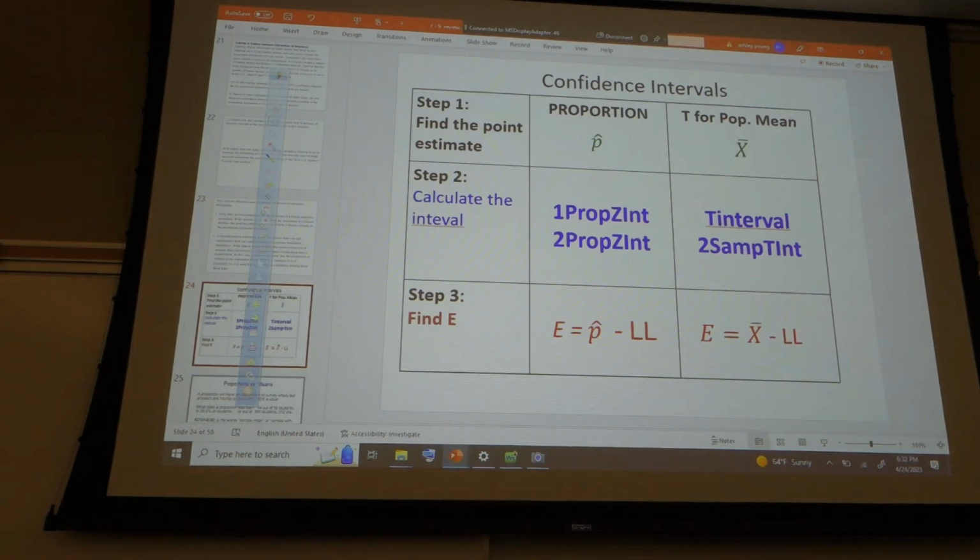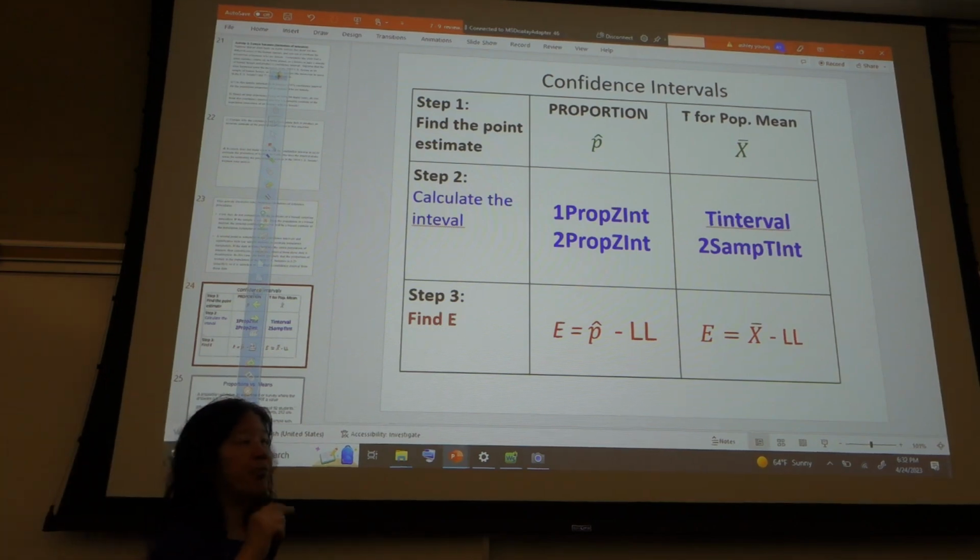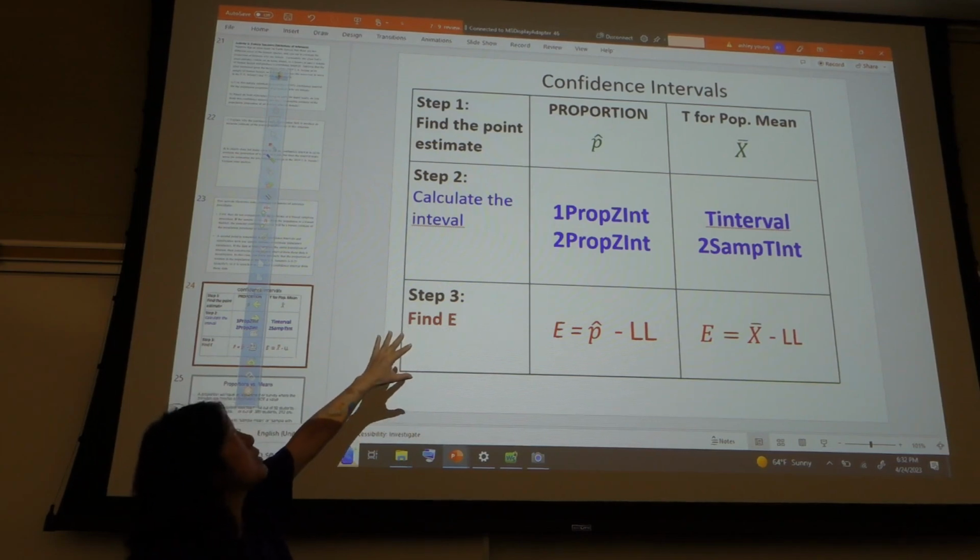Right, so first I want to go over confidence intervals. There are 3 things that you need to do, 3 steps for confidence intervals. So how many steps do you have for hypothesis tests? 5. 5 steps. Everybody on board? Confidence interval, there's really 3 steps.